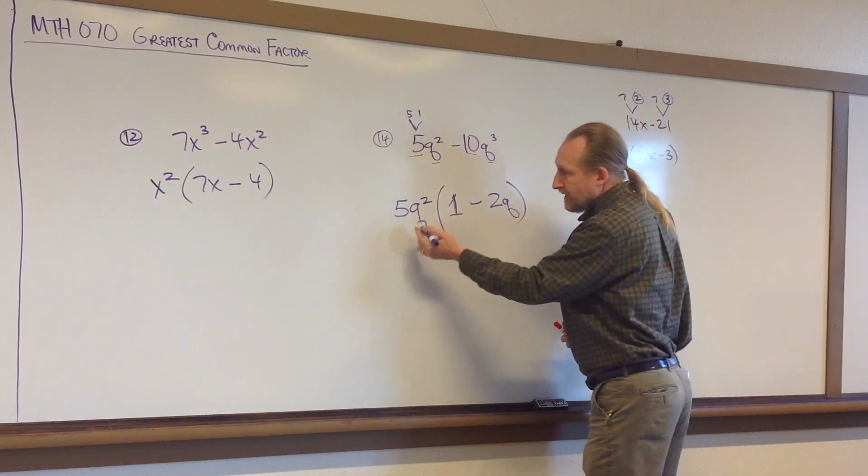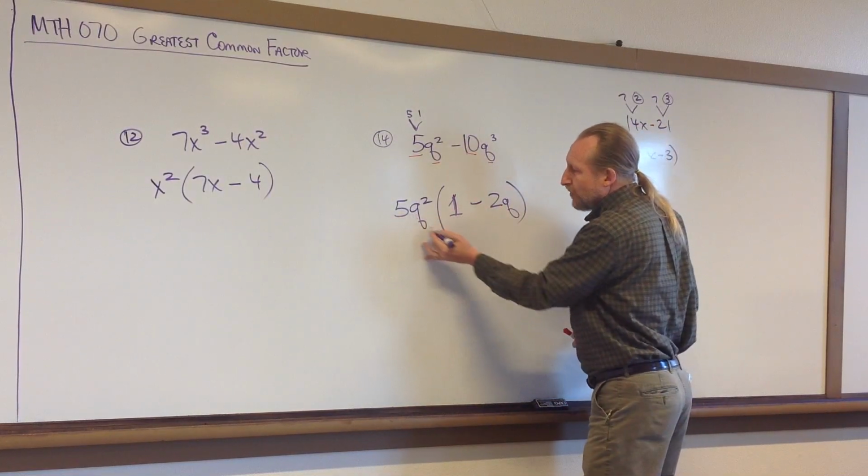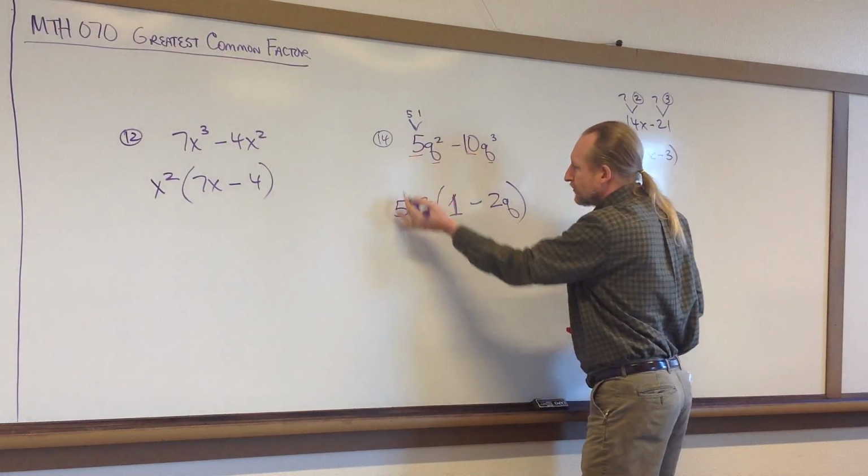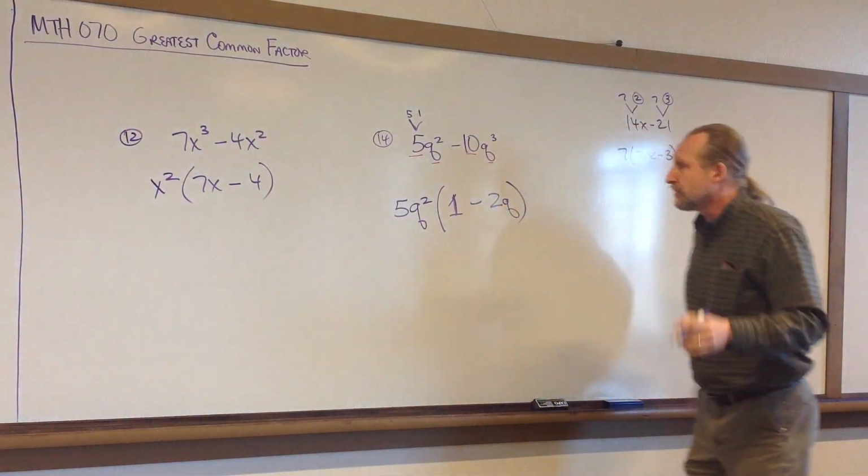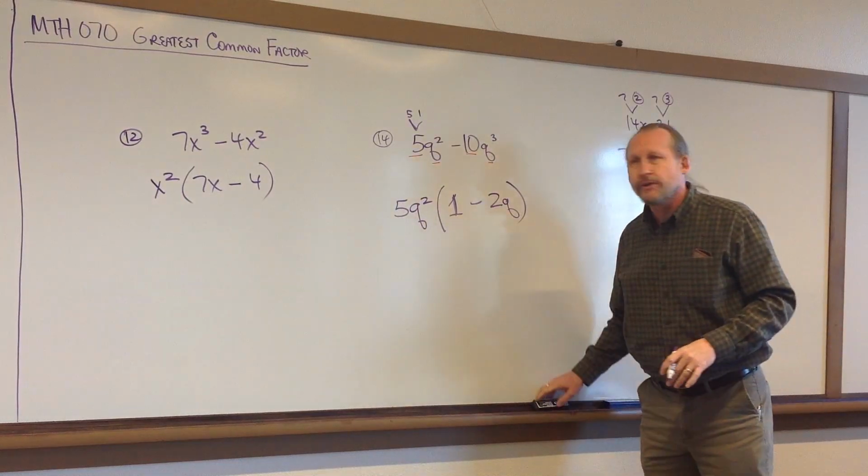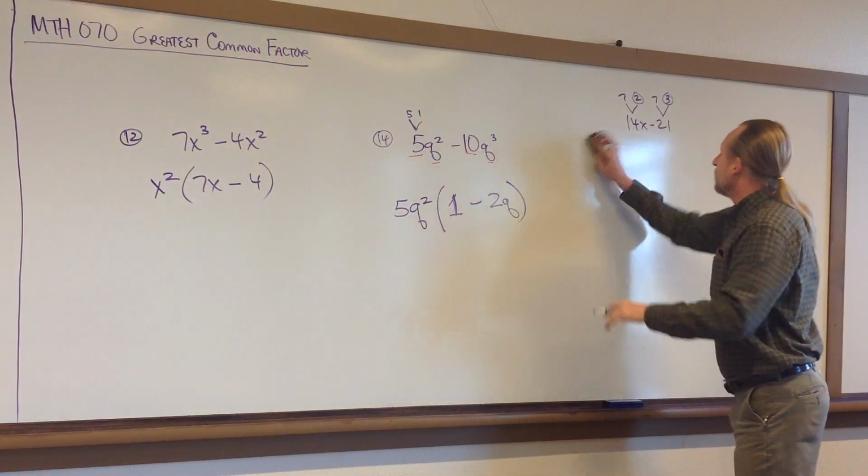And so that way, again, take a look at what happens when we multiply back through. There's our 5q squared. There's our minus 10q to the third. If we didn't have that 1 there, we wouldn't get this 5q squared back.